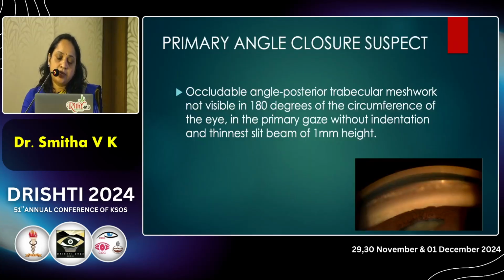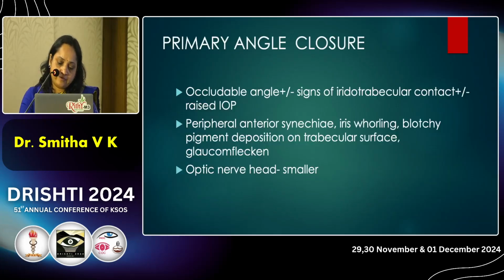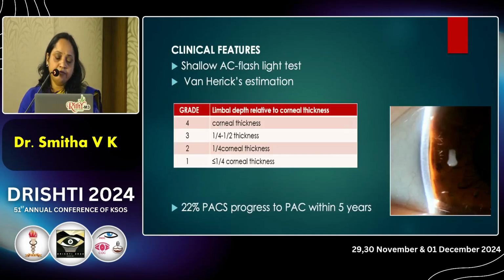In primary angle closure suspect, on gonioscopy, we can see an occludable angle. Here, the posterior trabecular meshwork is not visible in 180 degrees of the circumference of the eye in primary gaze without indentation, and you have to use a slit beam of 1 millimeter height. A shallow anterior chamber is seen in primary angle closure suspect. In Van Herrick's estimation, we compare the peripheral anterior chamber depth with the peripheral corneal thickness, and if it is less than 1/4, then they are more prone to angle closure.